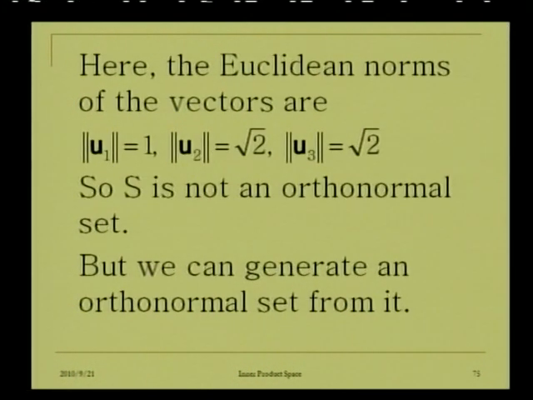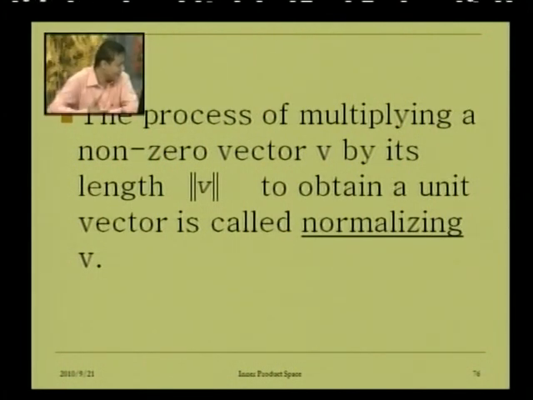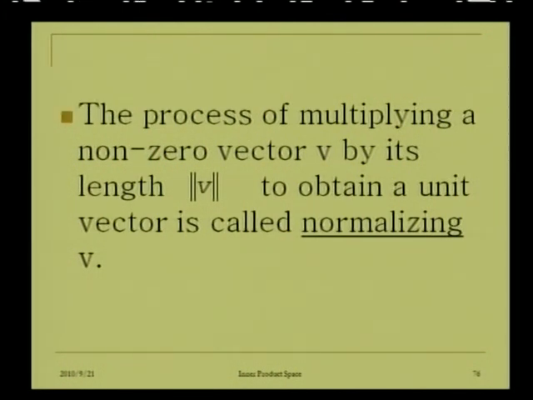Here the Euclidean norms of these vectors are: the norm of u1 is 1, the norm of u2 is root 2, the norm of u3 is equal to root 2. We have considered the Euclidean inner product, remember that. So S is not an orthonormal set. Why not orthonormal? Because the norms of the vectors u2 and u3 are not equal to 1. But we can generate an orthonormal set from it, so let us see how. The process of multiplying a non-zero vector v by the reciprocal of its length to obtain a unit vector is called normalizing v. How?